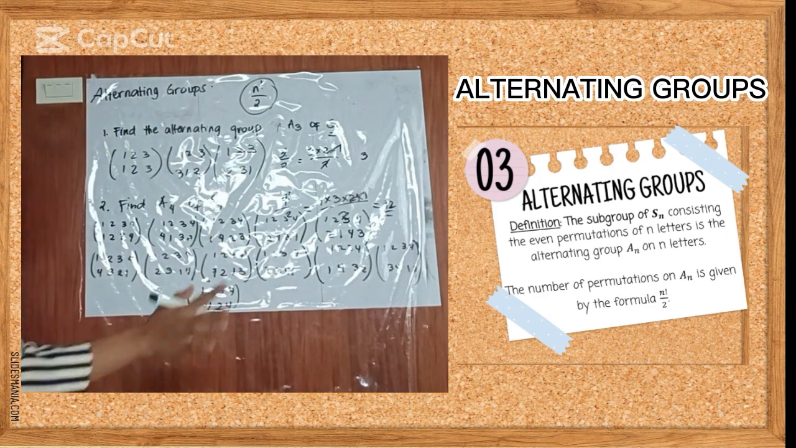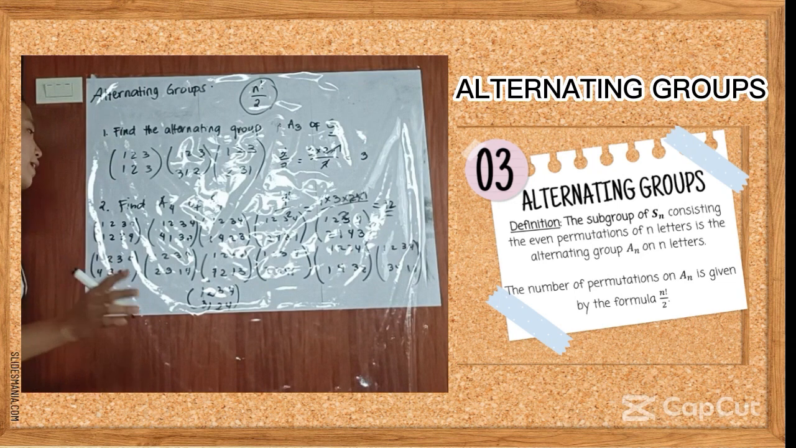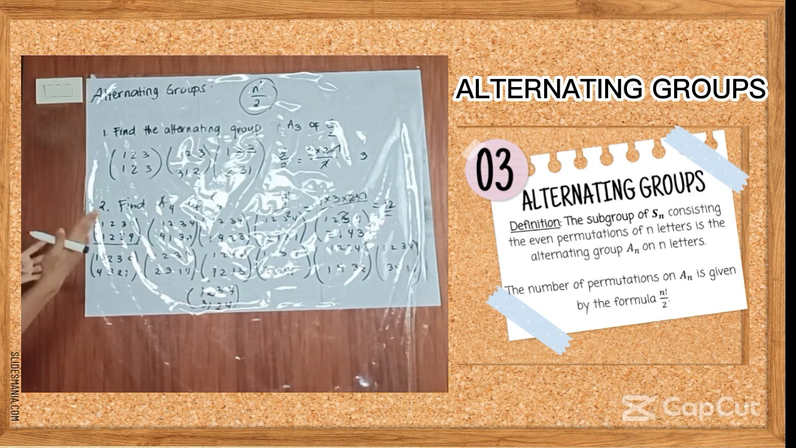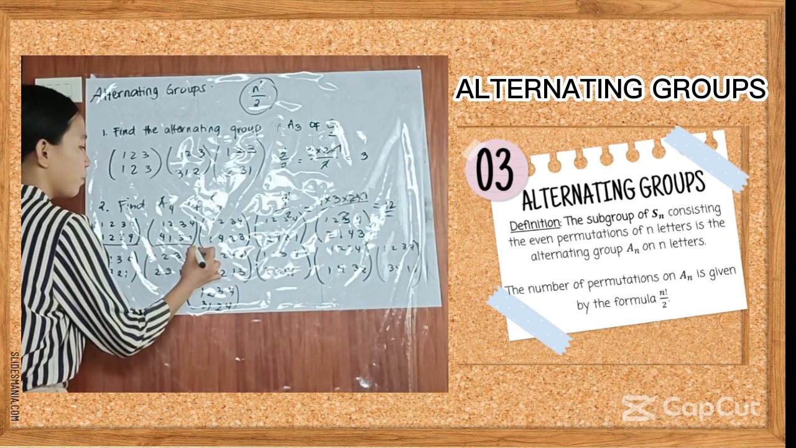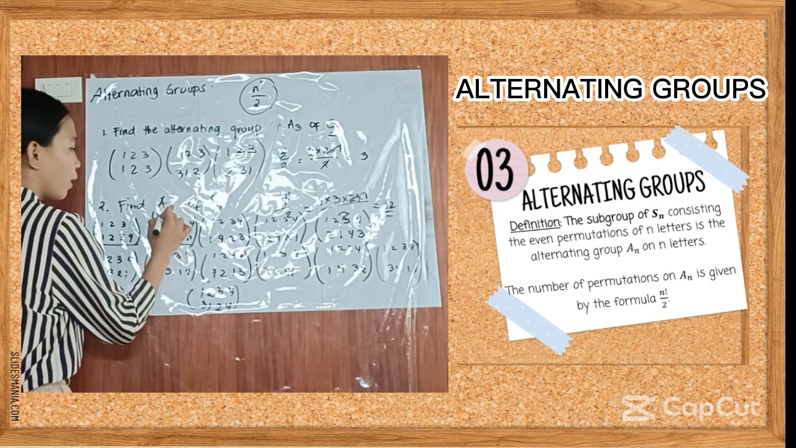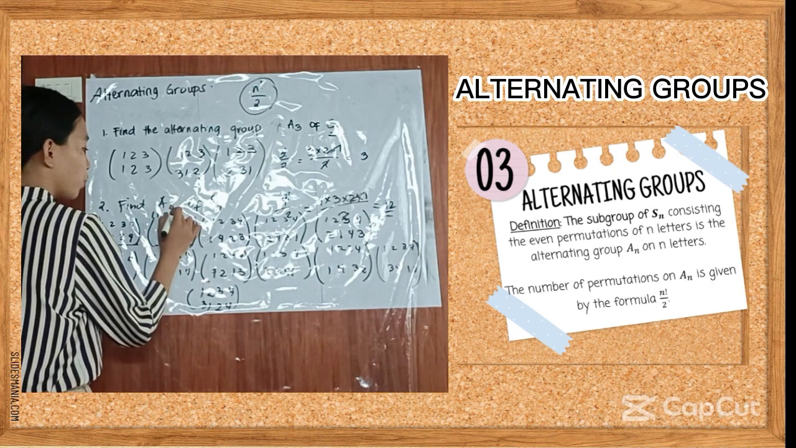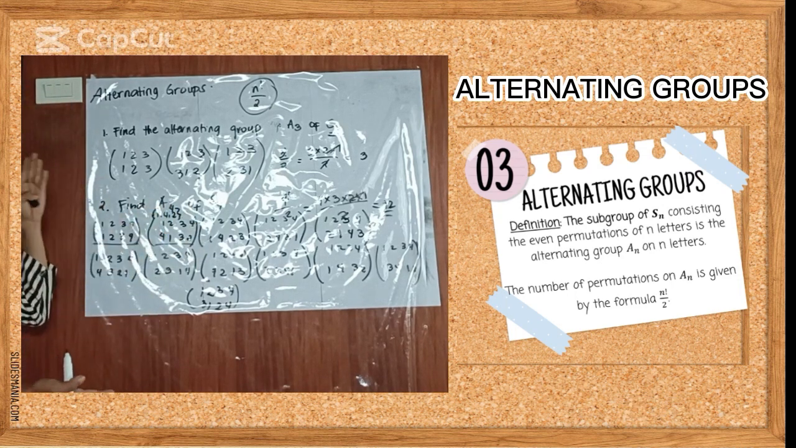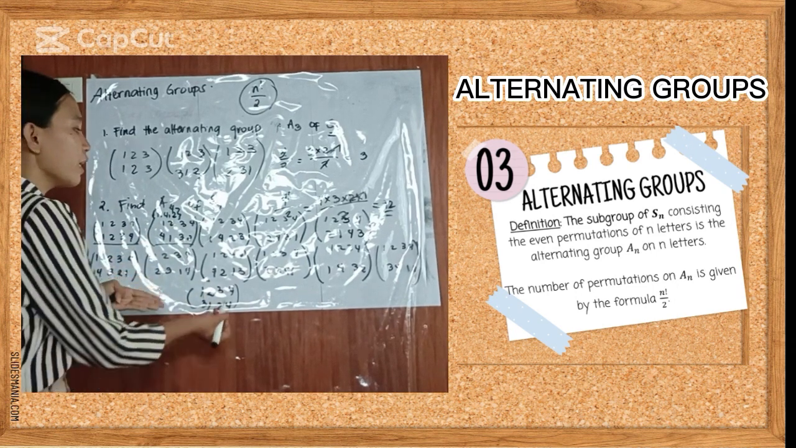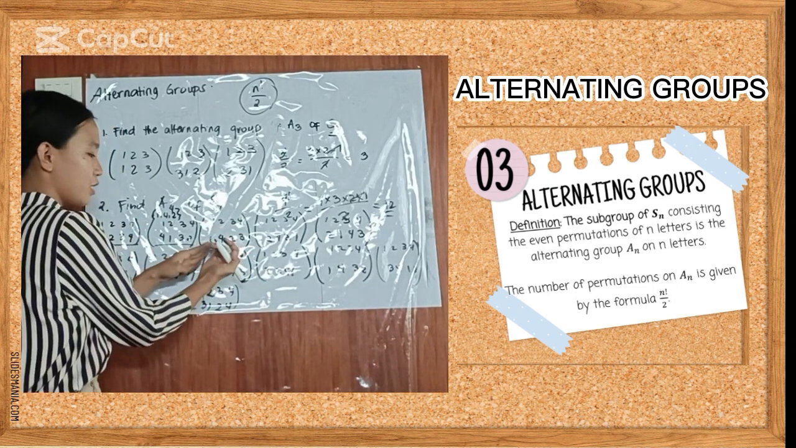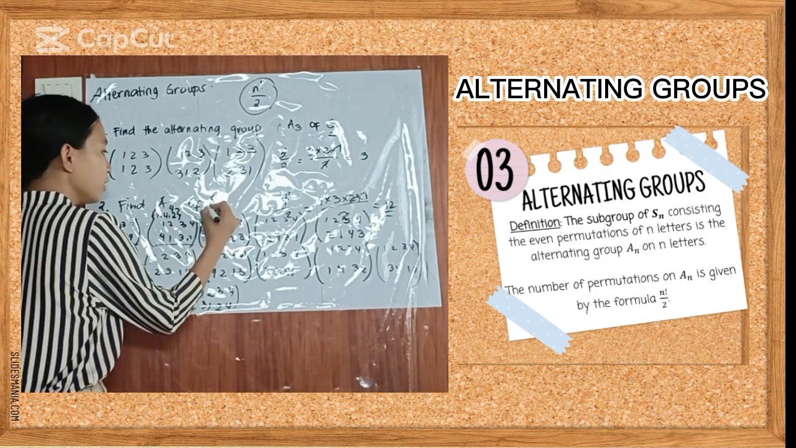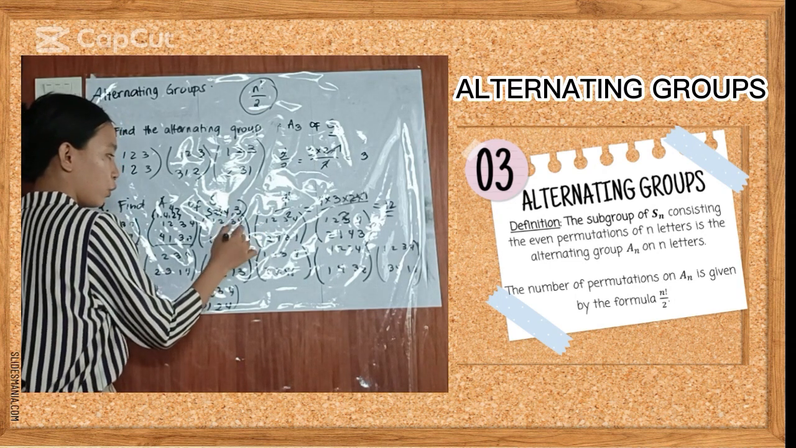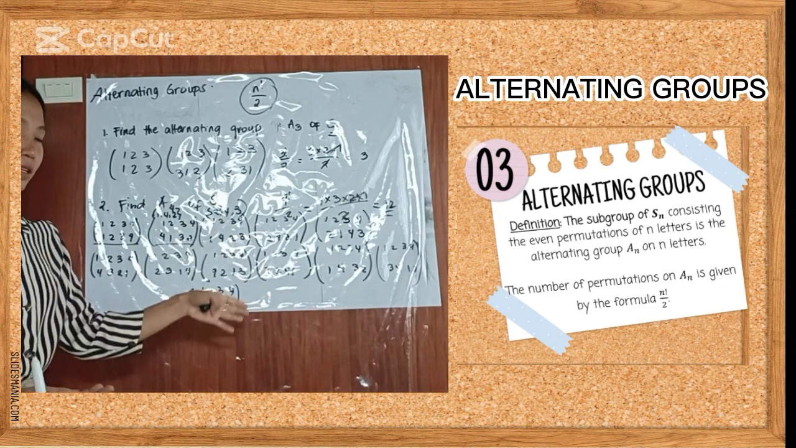Let's check if all of them are even. First, the identity. It is already even, because we have (1 2)(2 1) and (3 4)(4 3). Next, we proceed to 1, 4, 2, which is (1 4)(1 2). Then it is even. Let's check the next one. We don't need to write the 1, 1. So we have 2, 4, then 4, 3, and going back to 2. So we have (2 4 3), and that is even.